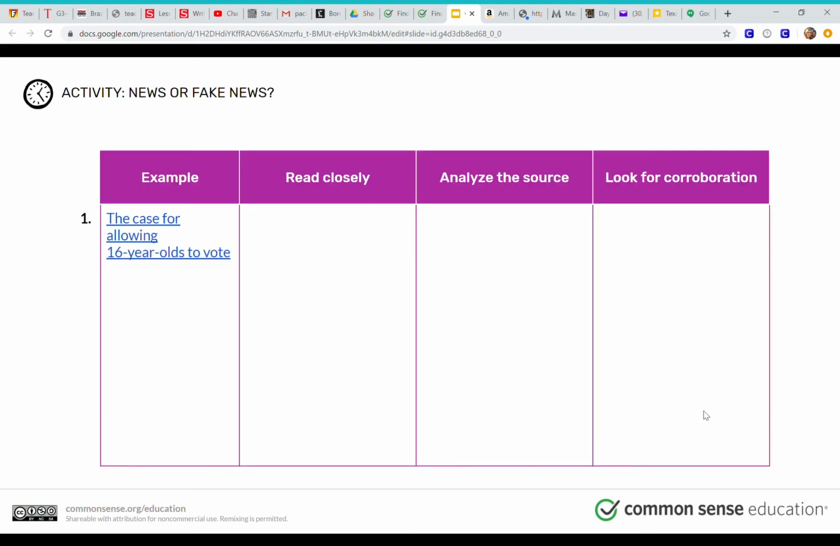So this is actually the activity that we were going to start off tomorrow with. So this is going to be us going through the first of 3 articles. We're going to read them closely. We're going to analyze the source and see if we think the source, which means where the article came from, is reliable or not. And then we're going to look for corroboration on other sites to make sure that whatever information is presented in the article is actually true.